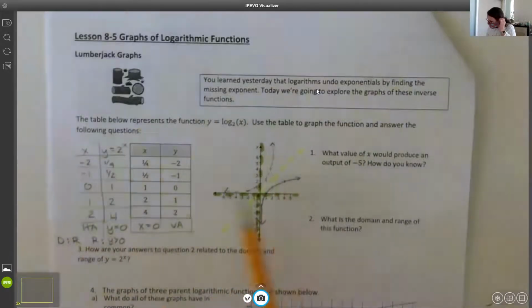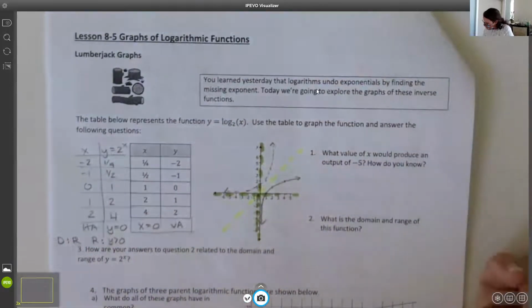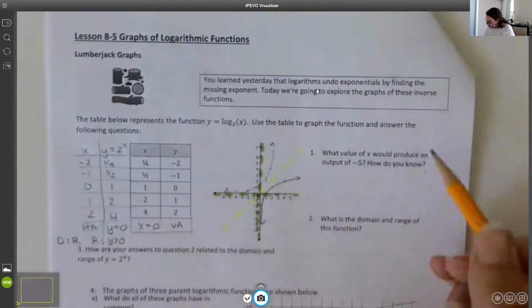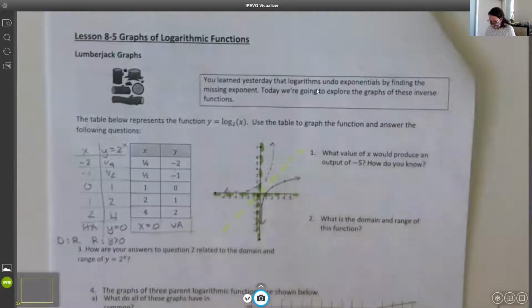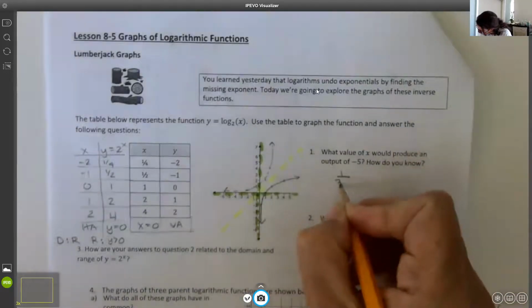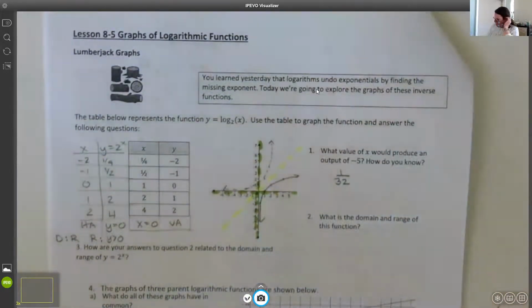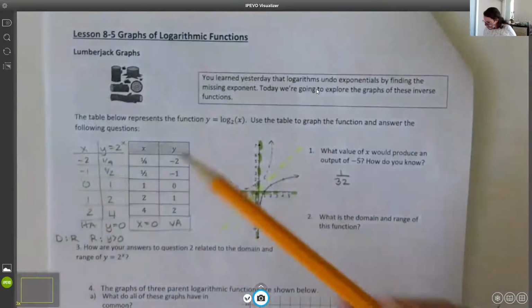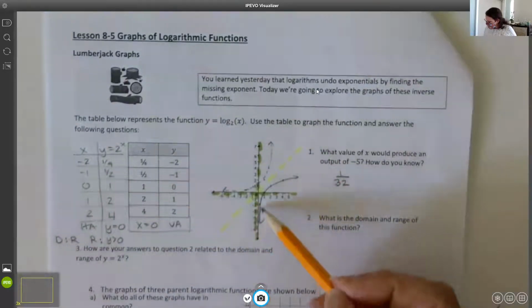And so if we look at this function with a log, it asks you what value of x would produce an output of -5. And how do you know? That would basically be what power, if I raise 2 to the power of -5, that's going to give me 1 over 32. And then it's asking you for the domain and range of that function. So if you plot these points, this is what it's going to give you.